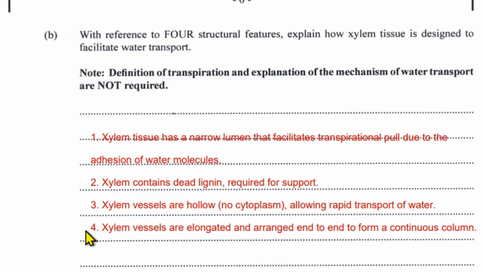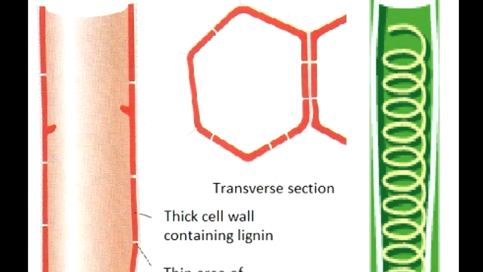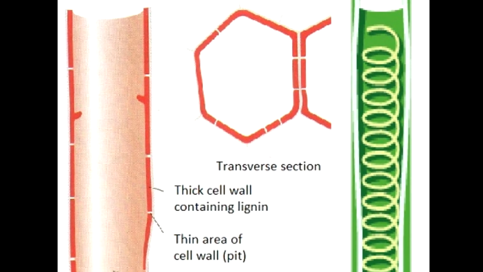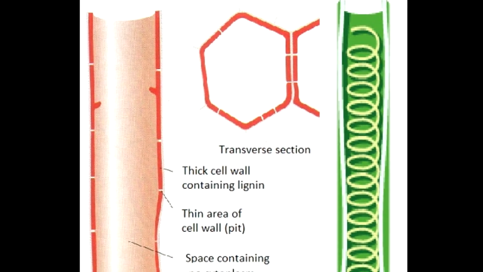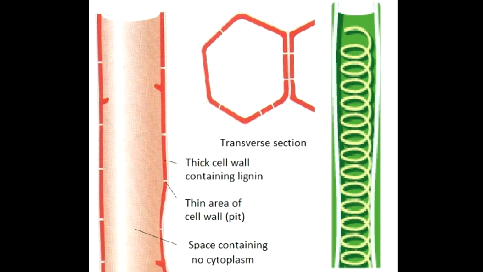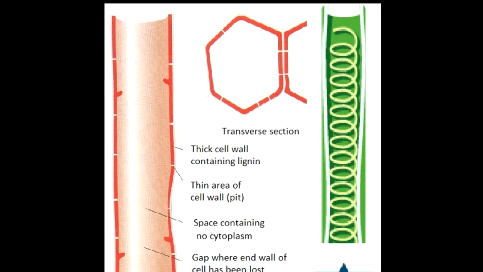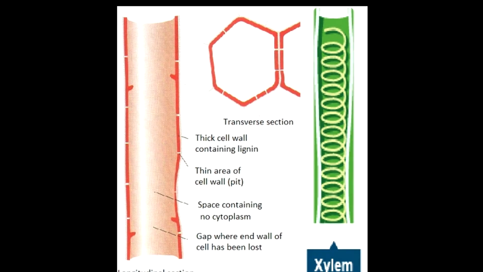And 4, xylem vessels are elongated and arranged end to end to form a continuous column. So they're not like phloem tubes, which have perforated ends or sieve plates. Xylem vessels are continuous, which means that again there are no end walls. So water can have basically a rapid constant flow through it. Each one is 1 mark.